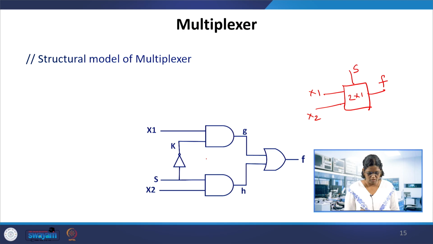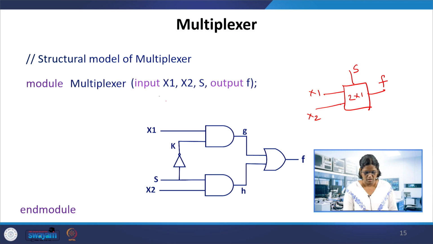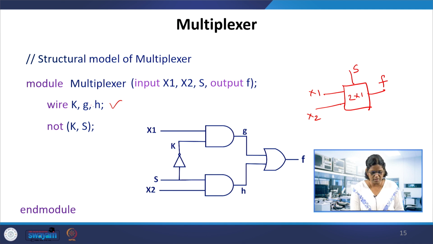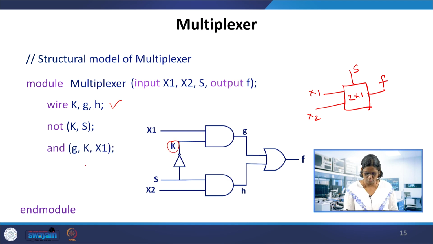The structural model is instantiating the gates. We had already looked into this example, with inputs x1 and x2, select S, and output F. So wires K, G, H need to be declared. What are the wires for this example? The NOT gate has output K and input S. The AND gate has output G, inputs K and x1, and another instantiation has output H, with inputs S and x2. The OR gate has output F, with inputs G and H.